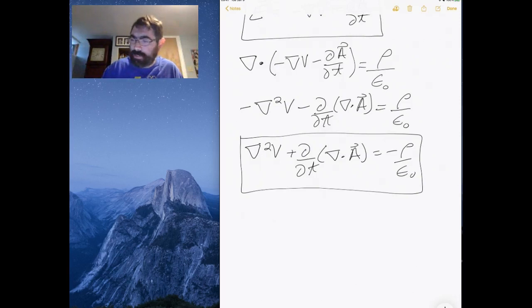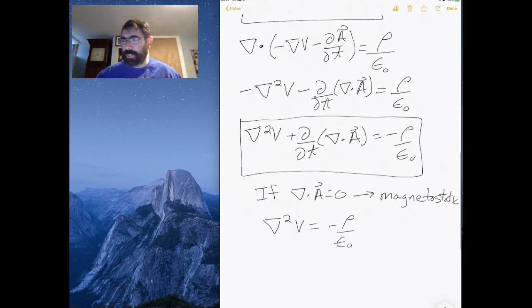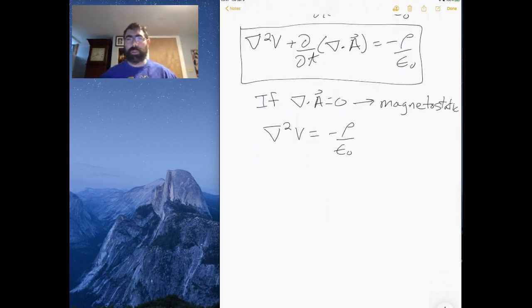If this is 0, which is essentially the magnetostatic case, then we return to our statics solution, which we saw when we just looked at static electric charge. Okay, so that's good. Okay, so now let's try if we can do some more to this.